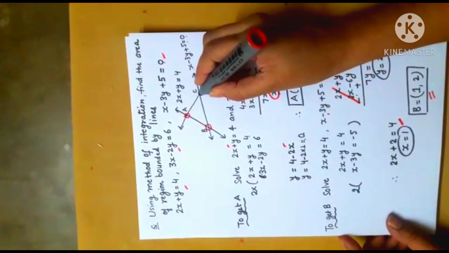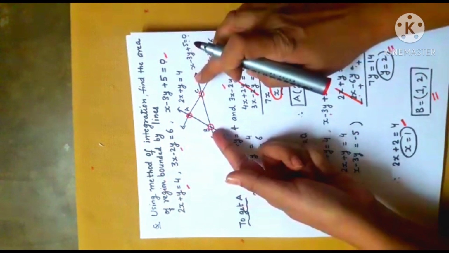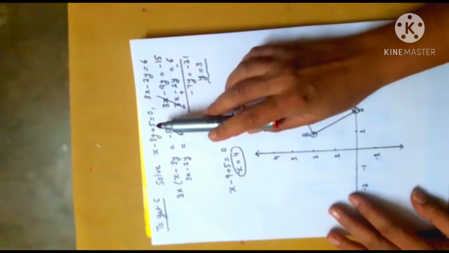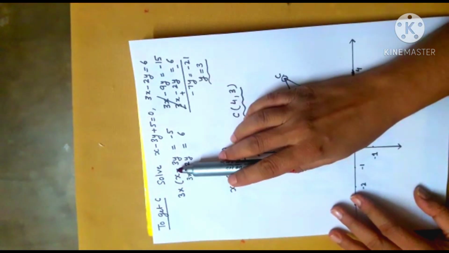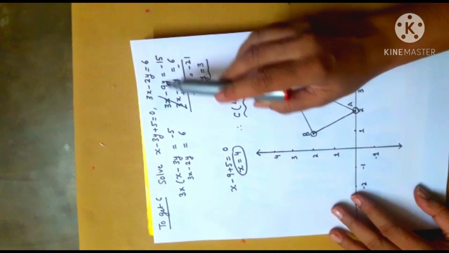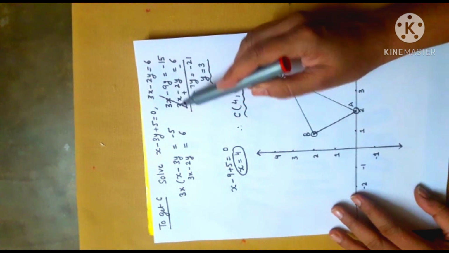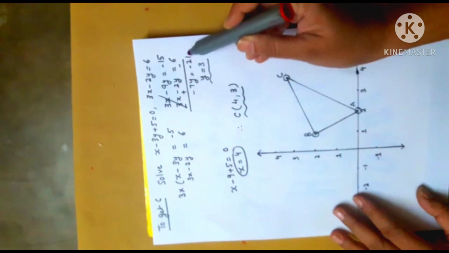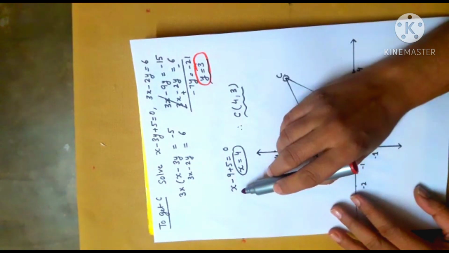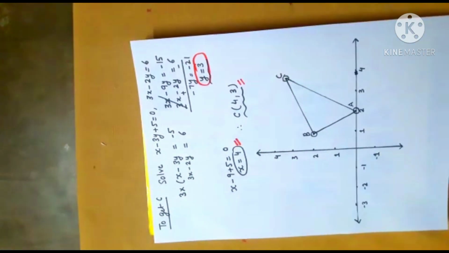Similarly, to get the coordinates of the point C, I'll solve 3x minus 2y equals 6 and x minus 3y plus 5 equals 0. So in order to solve these two equations, I'll multiply this equation with 3. So I'll get 3x minus 9y equals minus 15. And second equation is 3x minus 2y equals 6. I'll subtract. This will get cancelled out. Here I'll get minus 7y equals minus 21. So from here y is 3. When y is 3, x will be 4. So C is 4, 3.